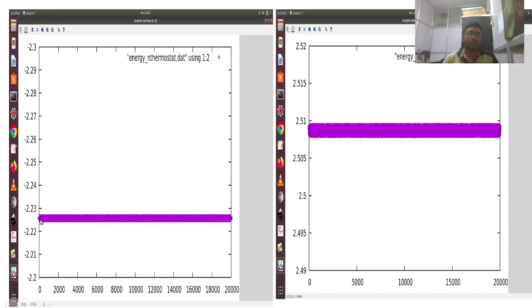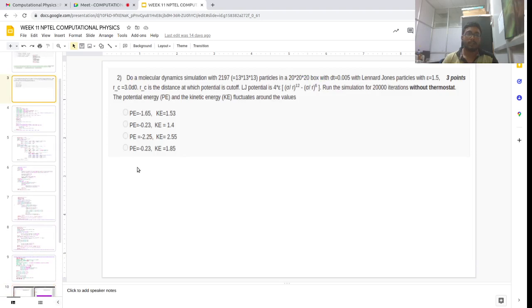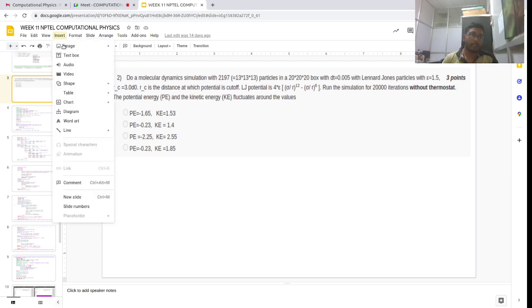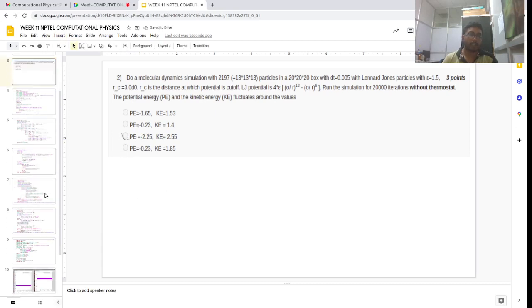This will be the potential energy, which will be around minus 2.225, and this will be around 2.51. If we look at the questions here, this will be minus 2.25 and this is 2.55. So not exactly the correct answer here, but this is around our estimated values, right? So this will be the correct answer.